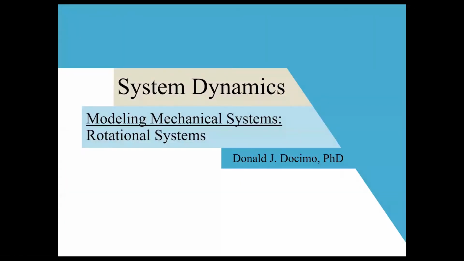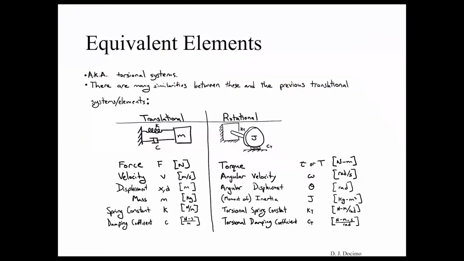Okay, this section is going to go over rotational systems. So we're going to start by looking at some equivalent elements. And these rotational systems can also be referred to as torsional systems. There are many similarities between these and the previous translational system elements.